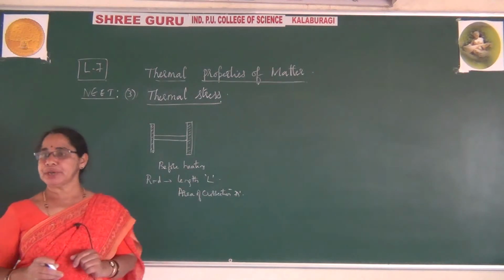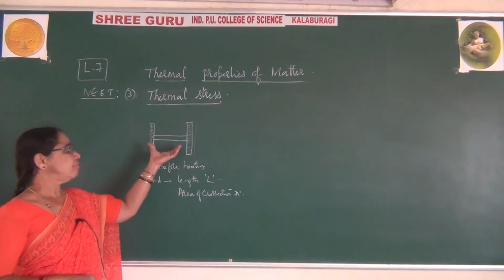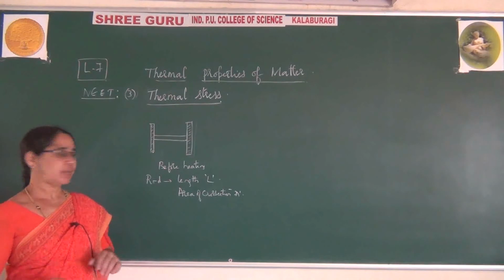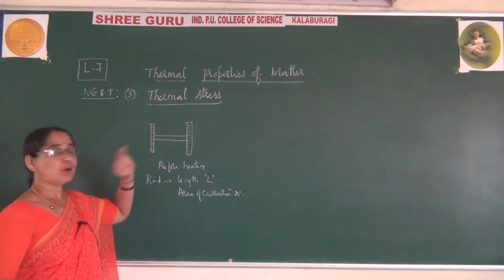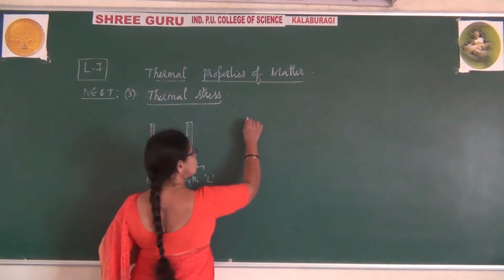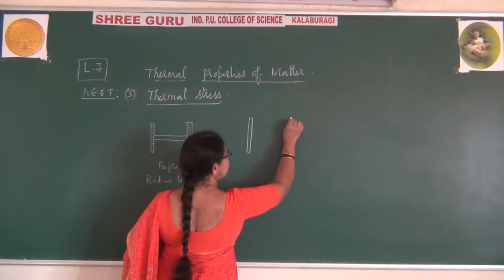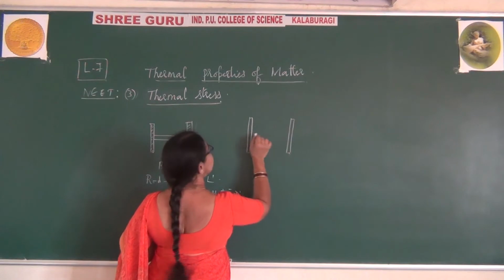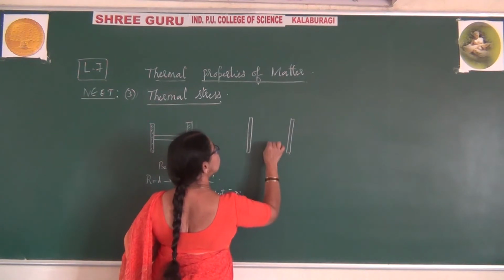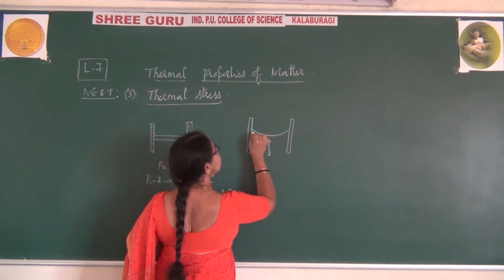Now what we want to do is heat this rod. This rod is already fixed to a rigid support, of length L and area of cross section A. Now the rod is heated. What happens when you heat this using some candle? You can observe that the rod starts bending like this.